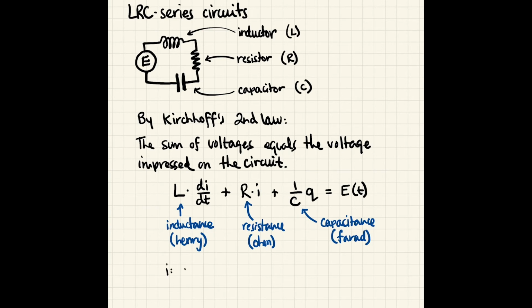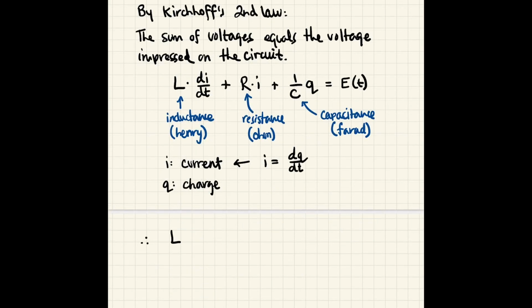So I was the current, and Q is the charge. And the key here is that the current is the rate of change of charge. So that allows us to actually write this differential equation purely in terms of charge, and we're going to get a second order differential equation. So we're going to get the inductance times, instead of di dt, we'll write that as the second derivative of charge, plus resistance times, instead of I, we'll write that as the first derivative of charge, and 1 over the capacitance times charge. Okay, so clearly we have a differential equation.